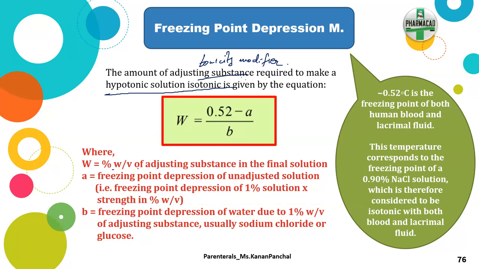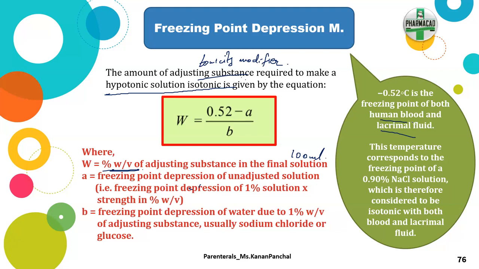where W is the percent weight by volume of the adjusting substance in the final solution. Final solution मतलब से मुझे 100 ml का solution बनाना है, उसमें मुझे कितना percentage of adjusting substance लगेगा, that is W. Then A is the freezing point depression of the unadjusted solution, मतलब as it is solution का freezing point depression kya hai without adding the substance. And B is the freezing point depression of water due to 1% of adjusting substance. In presence of adjusting substance, uska freezing point kitna hai. And this minus 0.52 is the freezing point of both human blood and lacrimal fluid. A common factor jaise liya hai.